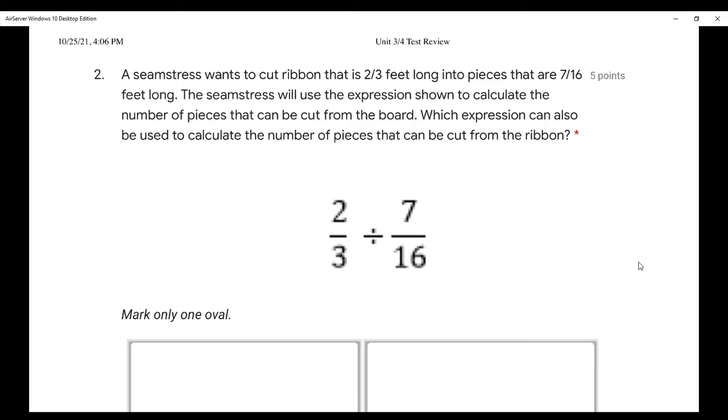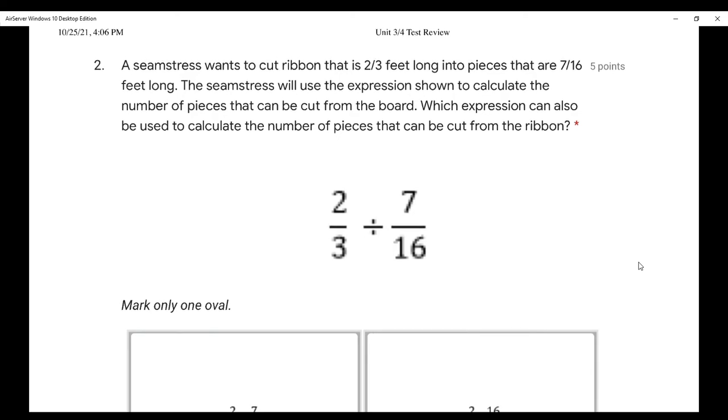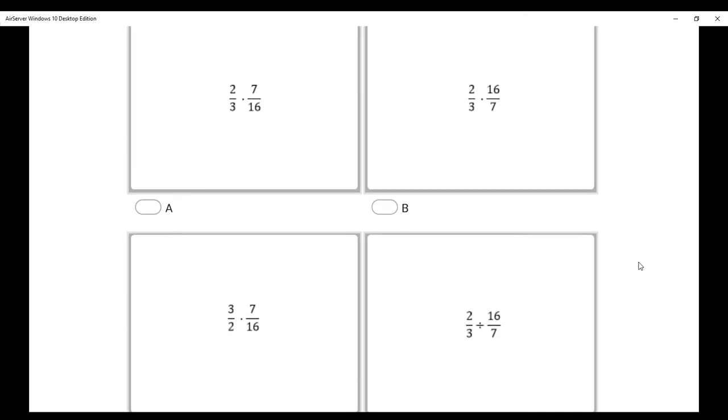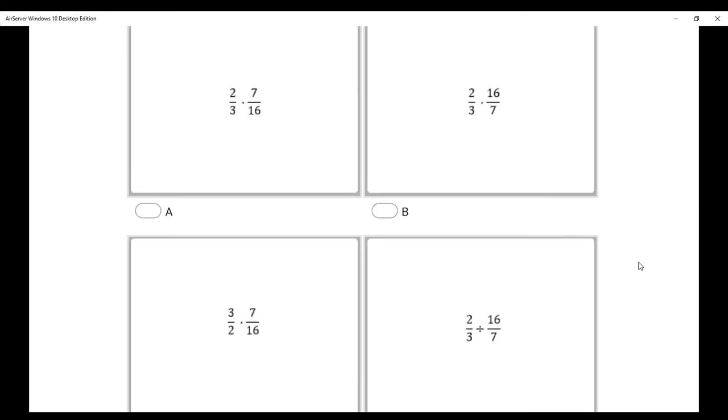It says a seamstress wants to cut ribbon that is 2/3 feet long into pieces that are 7/16 feet long. The seamstress, and I'm going to circle these because we're in math class, we circle our numbers, will use the expression shown, so right here, this expression, to calculate the number of pieces that can be cut from the ribbon. Which expression can also be used to calculate the number of pieces? So it looks here, I've got some that are multiplying and some that are dividing.